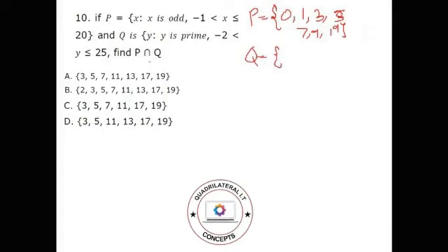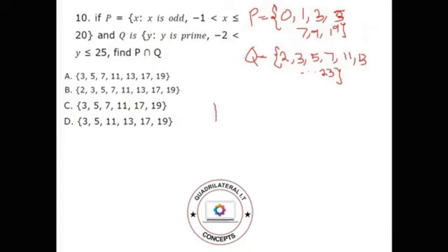Now, they also say Q is the set of elements Y where Y is prime, -2 is less than Y. Which means Y is greater than -2, then less than or equals to 23. And don't forget the side prime number. So the first prime number we have after -2 will be 2, 3, 5, 7, then we have 11, 13, until we reach 23. So 23 is the last one.